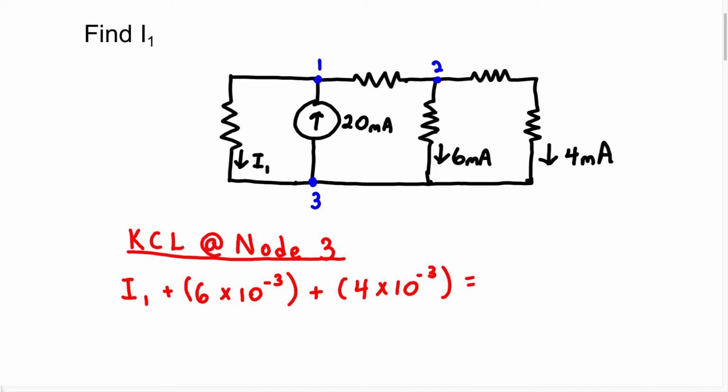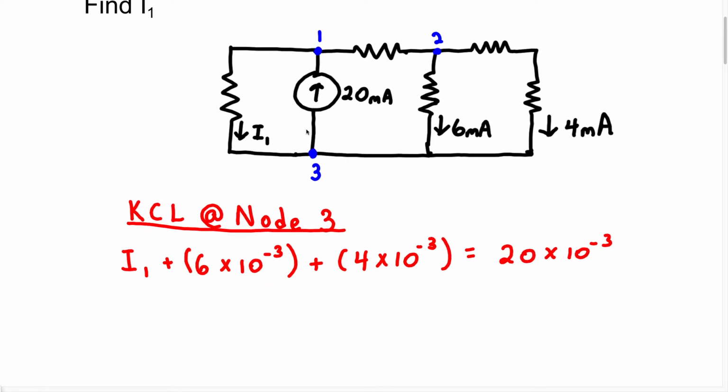So now that we have covered the total current entering this node, let's look at the total current that's going to be leaving this node. Well, the only current that's going to be leaving node 3 is going to be this 20 milliamp. So I'm just going to write 20 times 10 to the minus 3.